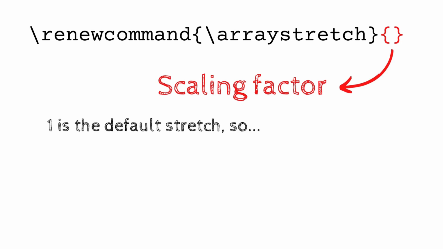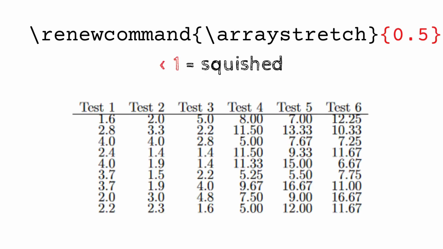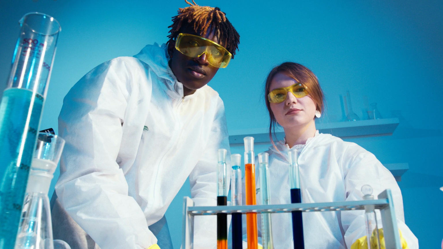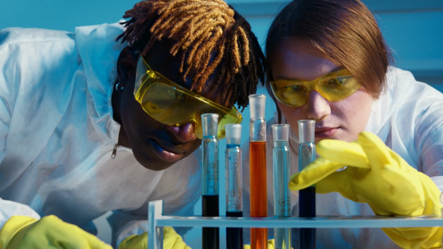Now the default stretch is 1, so anything that's smaller than 1 in this bracket will shrink the table, and anything larger than 1 will spread the rows apart. Now finding what looks good in your document is going to take a bit of trial and error on your part, so just have a play around and see how it looks.